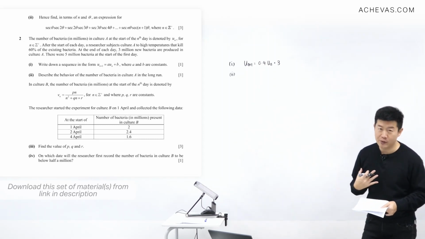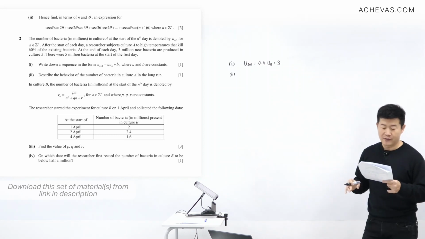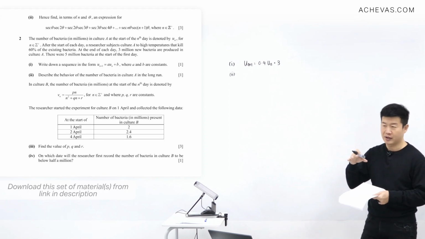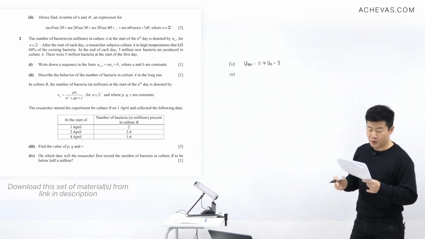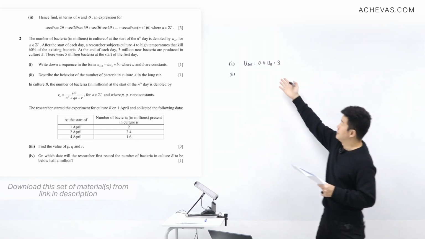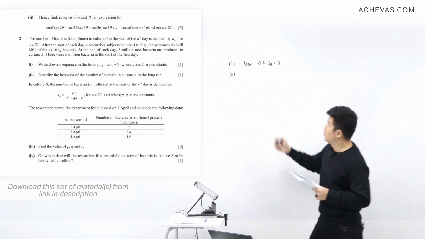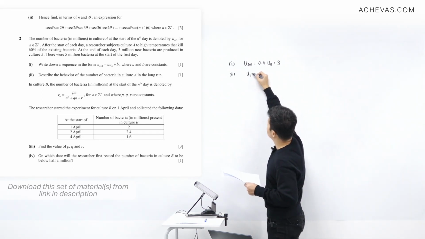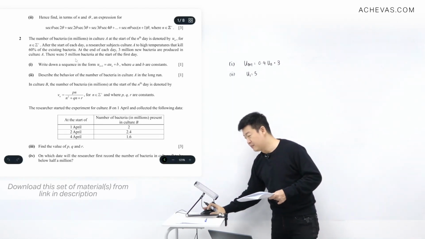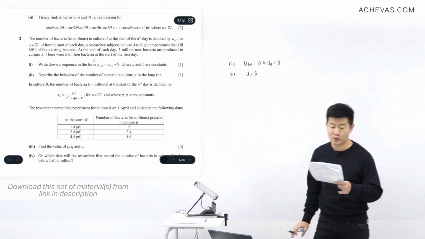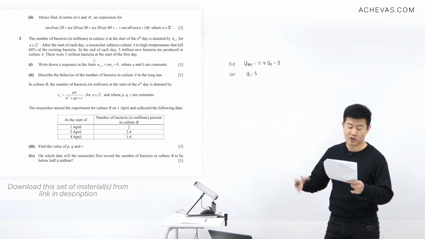So I'm going to use my own method to try to find out the behavior of the number of bacteria in culture A in the long run. My solution is going to be long, and I cannot justify it for the 1 mark that is given. So according to the question, we have this relationship, and we also know that U1 is equal to 5, because 5 million bacteria is produced at the start of the day. So U1 is equal to 5.